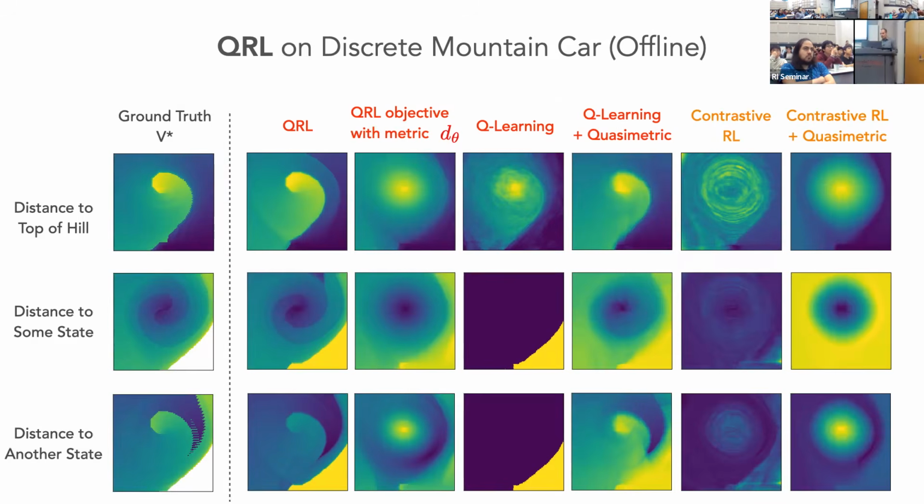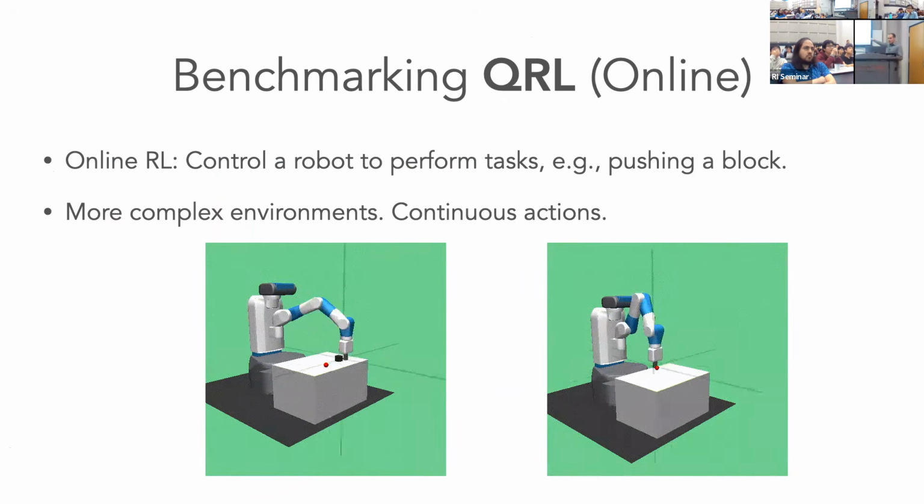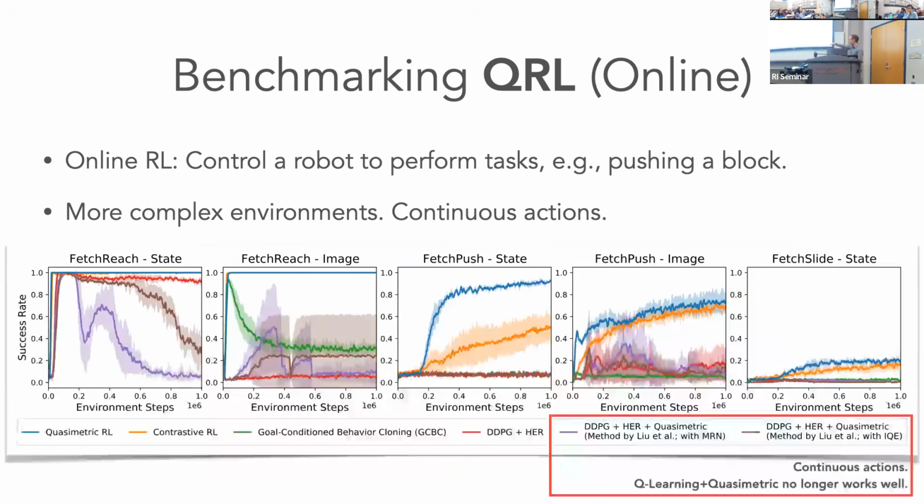Okay. So I think I'm going to skip the online experiments, but suffice it to say that you can also do this for online RL. You get state-of-the-art performance. You can compare to DDPG with hindsight experience relabeling and things like this. And it does a little better.